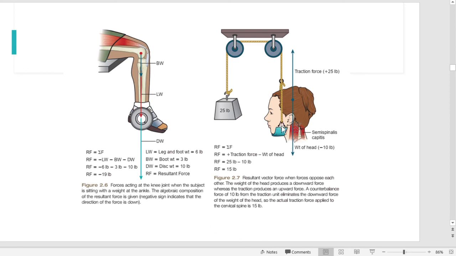Here, head. If you are familiar with this, it is an example of sustained traction or continuous traction of the neck of the individual. So maybe the patient is suffering from, shall we say, stiffness of the neck muscle, and you need to relax the muscle. So one way of relaxing the muscle is to stretch it.